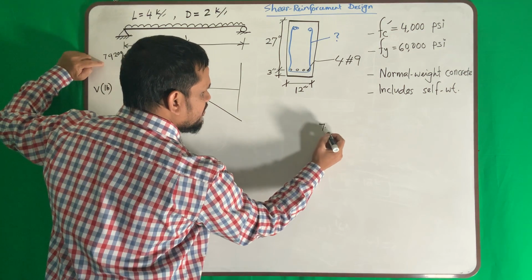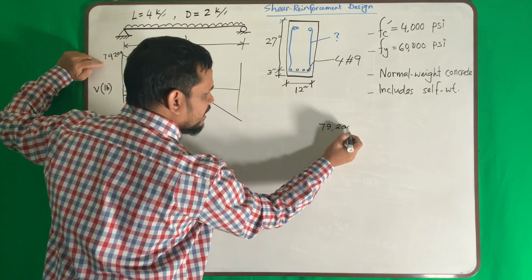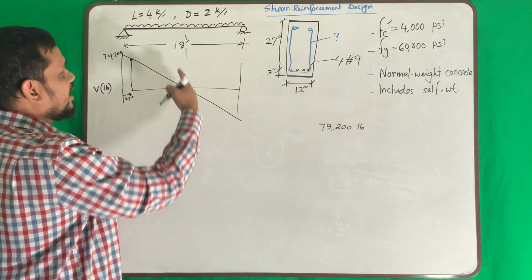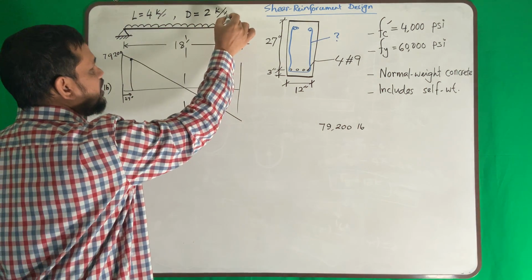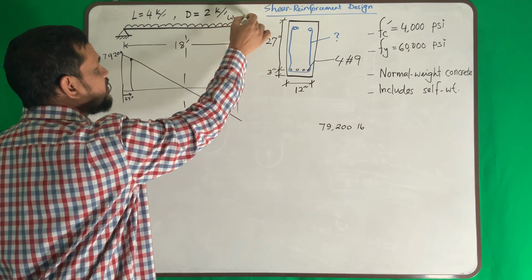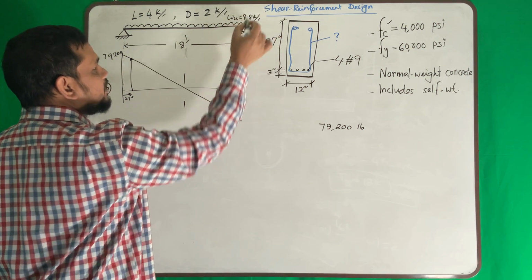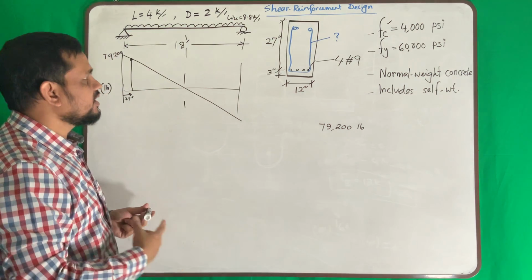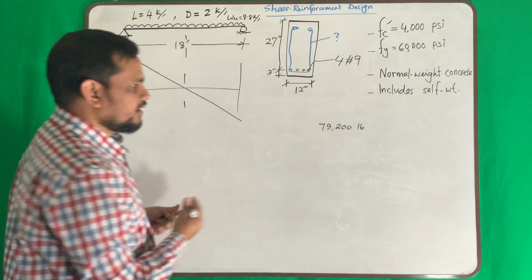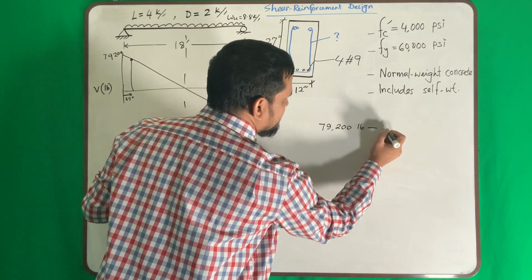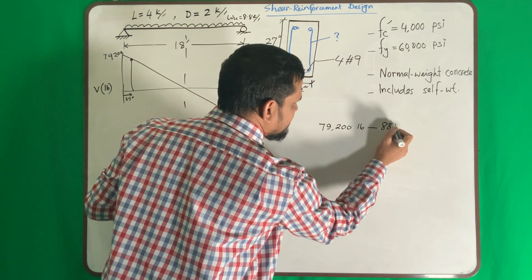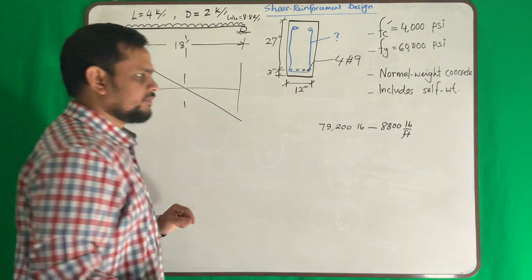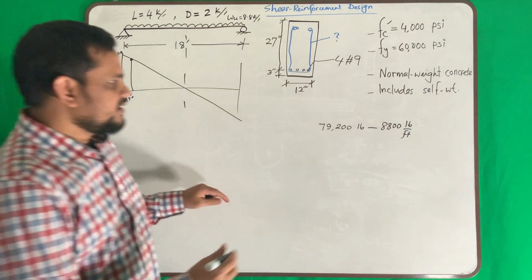So our value was 79,200 pound, and it is decreasing by, can you remember what was our w? Our wu was 8.8 kip per feet. That means this curve is going down by 8.8 kip per feet. So minus 8.8, say, kip per feet. So it is decreasing this way.